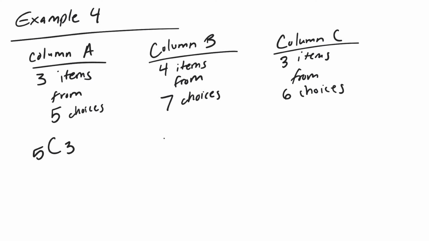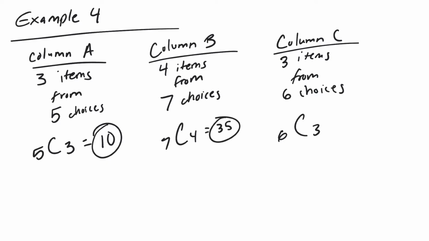Column B is 7, choose 4. Column C is 6, choose 3. So the first thing I need to do is just do those combinations. Again, you can use your calculator for these. I've got 10 combinations in the first column. I've got a whopping 35 combinations in the second one. And I've got 20 combinations in the third one.